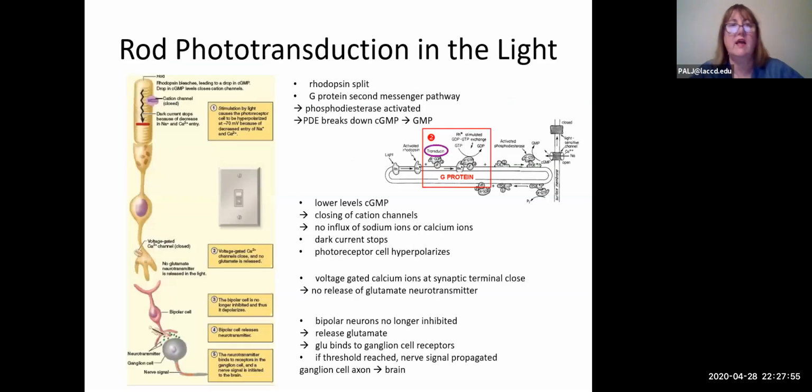All right, now in the light, totally different process going on. Okay, so make sure you understand that one before you move to the next one. We've got the same rod connected to a bipolar cell, connected to a ganglion cell. So we still have lots of cyclic GMP in there, okay? But now we've been exposed to the light. And so we have that bleaching phenomenon. And that bleaching phenomenon leads us to a drop in cyclic GMP, which closes cation channels.